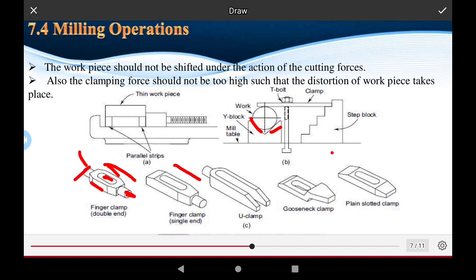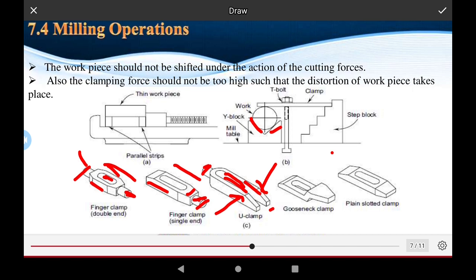This figure shows one end of the workpiece, and this is the chuck for the single-end finger clamp. This single-end clamp is also used on machines. This is the U clamp, with a gap between the two legs, one foot and the other foot. The U size is also required for the workpiece.